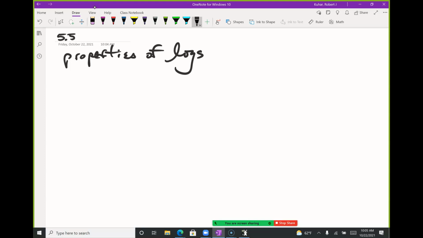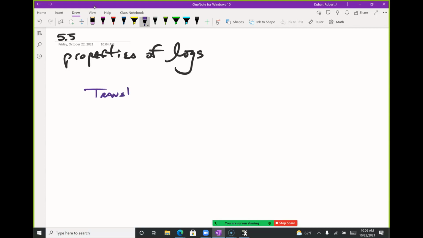And there's a whole bunch. I like to say even our translation is a property. Then we're going to have products and quotients, inverse properties, and change of base. So we have a whole bunch of them. I don't think I'll get to all of them today, but I'll finish it Monday, right?